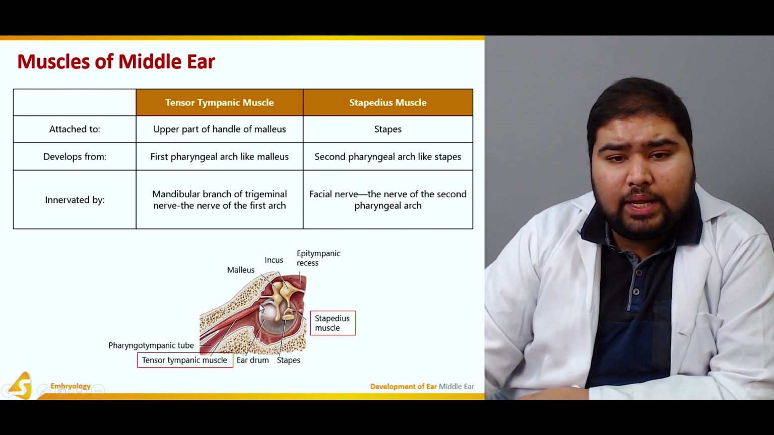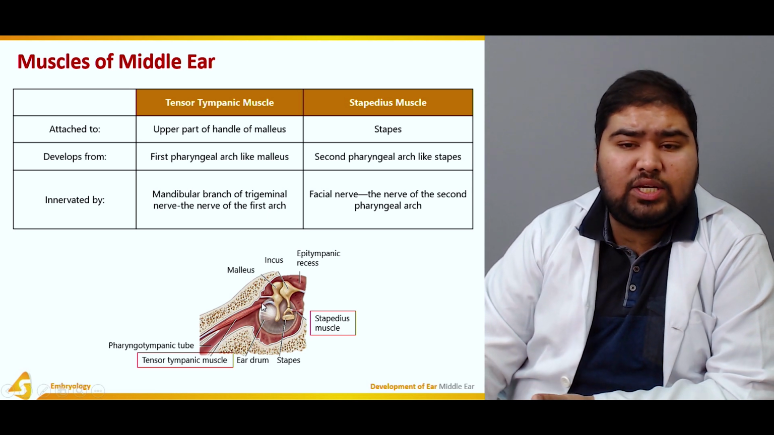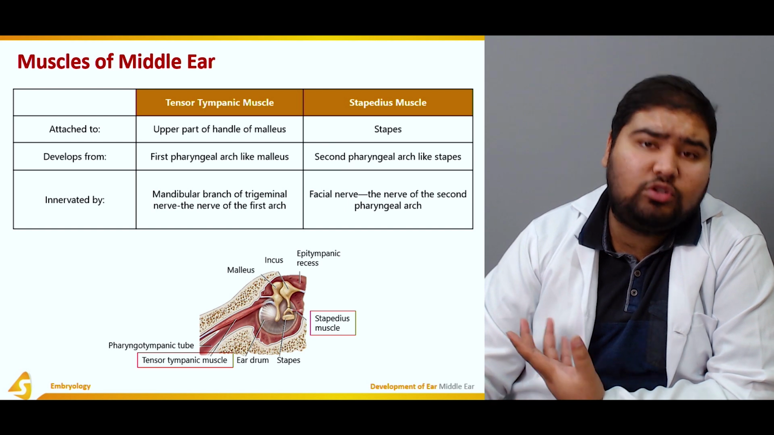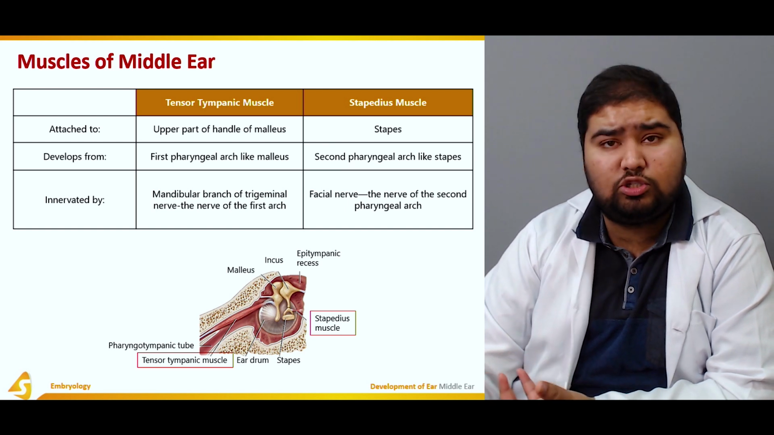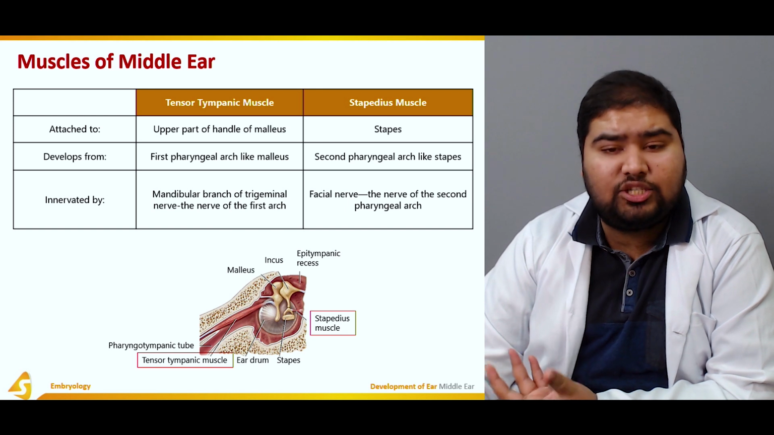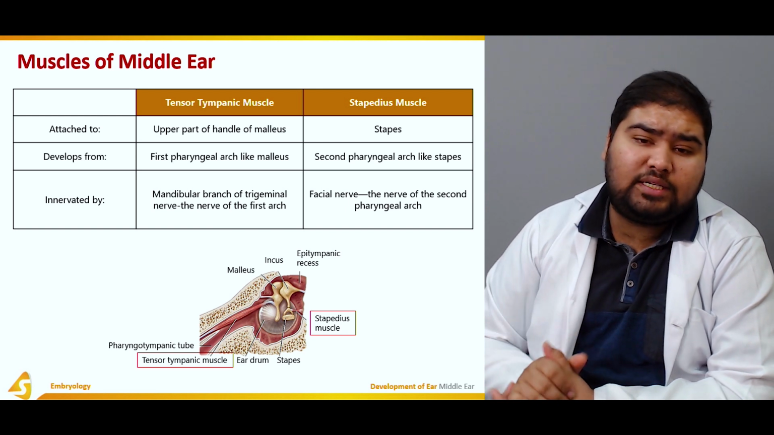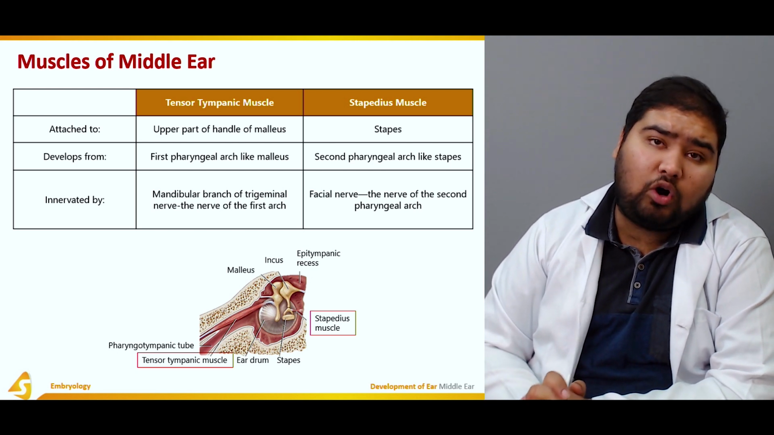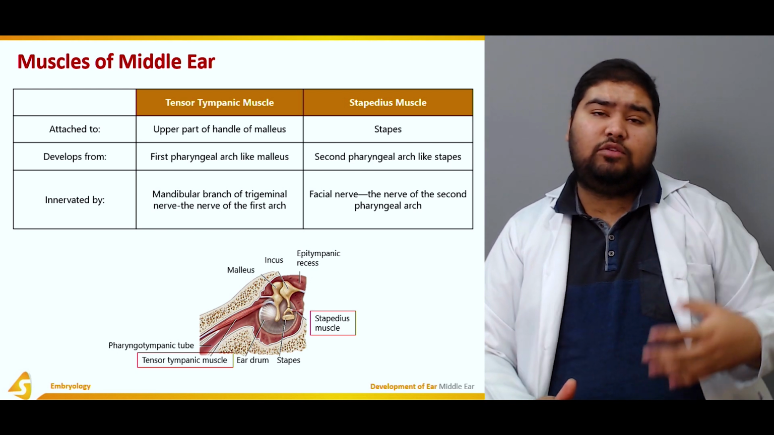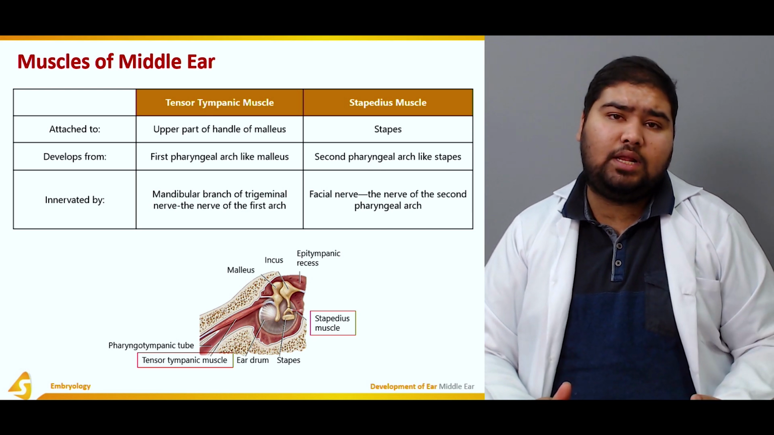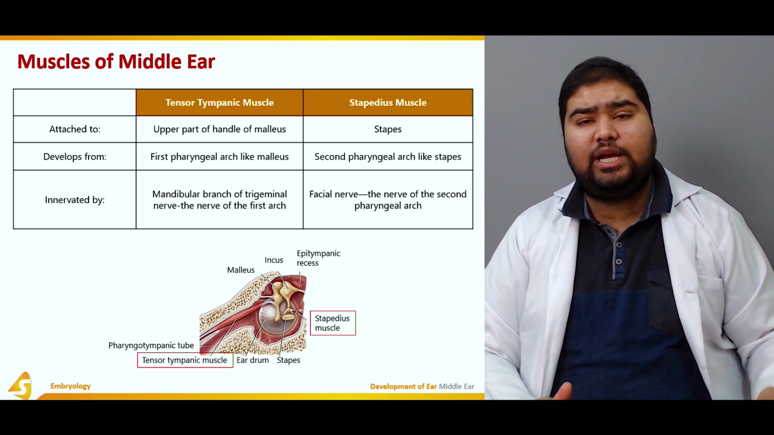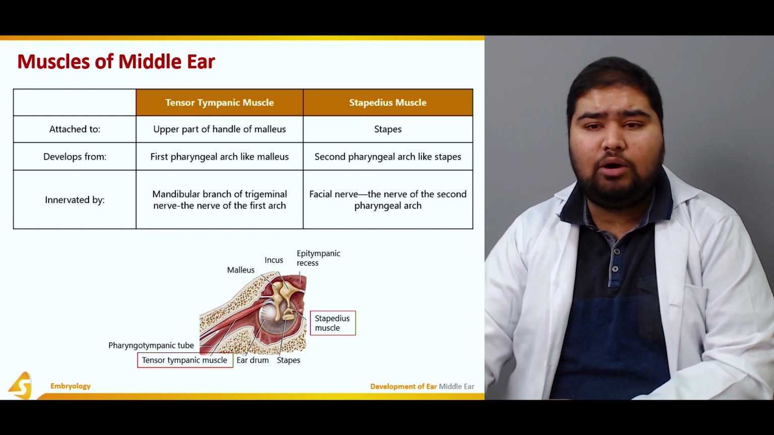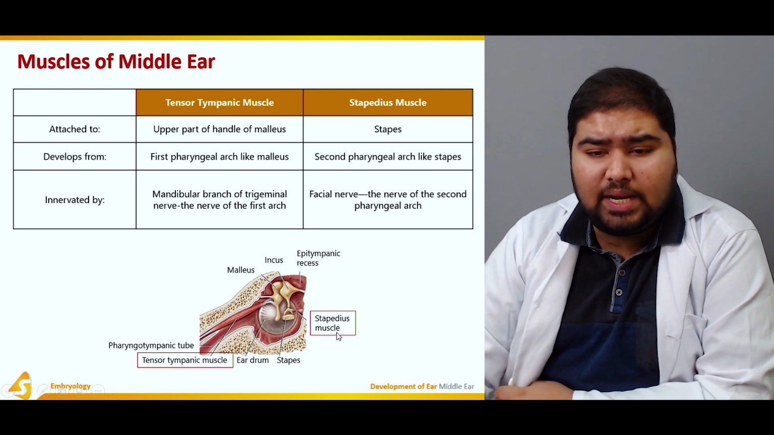And it develops from the first pharyngeal arch like the malleus, since the malleus is also developing from the first pharyngeal arch. So the muscle that is attached to the malleus is also developing from the first pharyngeal arch. And it is innervated by the mandibular nerve, which is a branch of the trigeminal nerve, which is the nerve of the first arch. The first arch nerve is the trigeminal nerve, and the mandibular branch of the trigeminal nerve supplies the tensor tympani muscle.